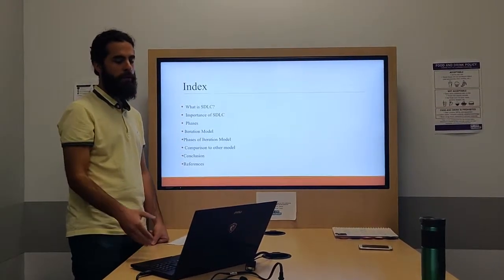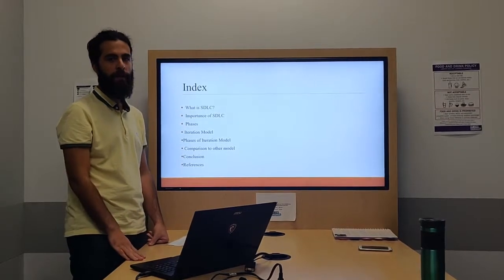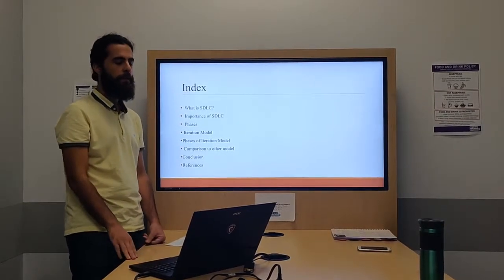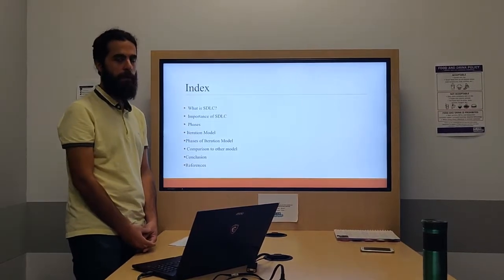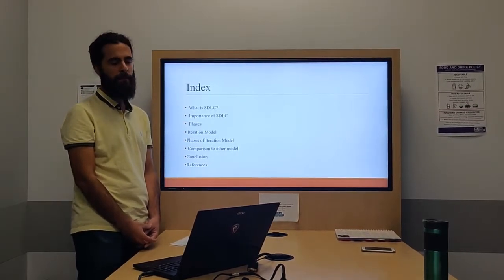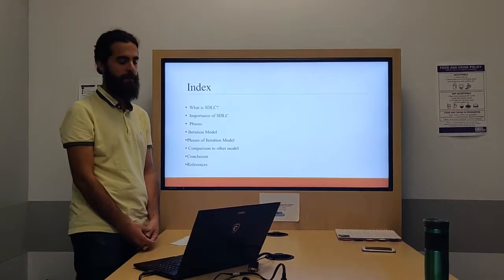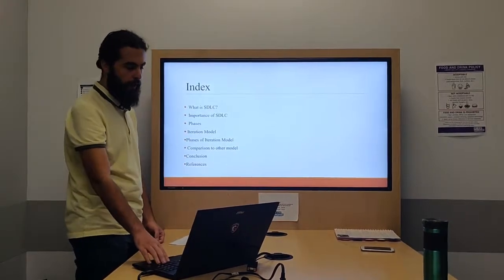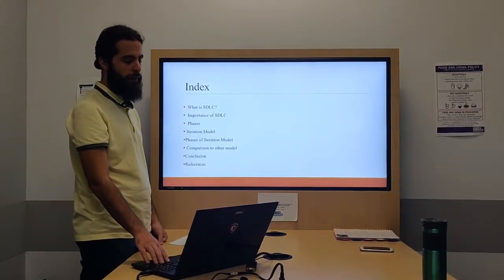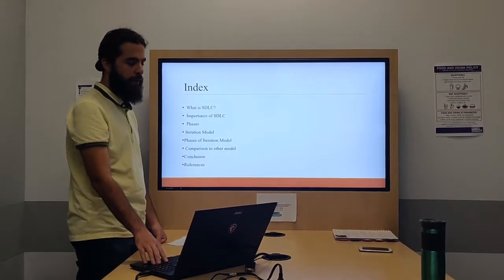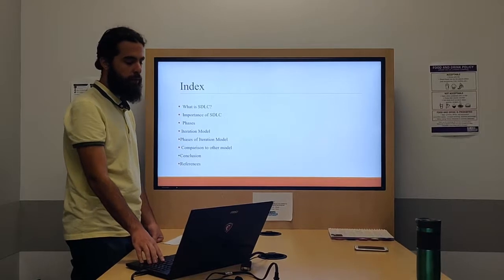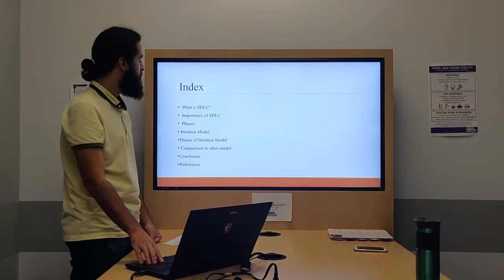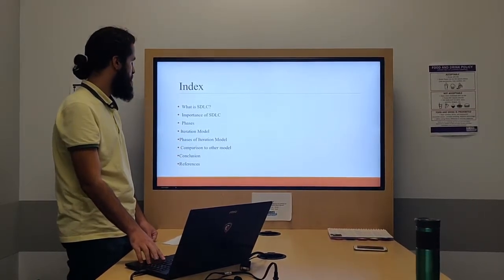I'm going to start the presentation with an introduction of SDLC. I will explain its importance in the industry and I will conclude my part with the basic description of phases. And Simran and Tatwa will cover the iteration model, phases of iteration models, and comparison to other models, and we will finish our presentation with conclusion and references.